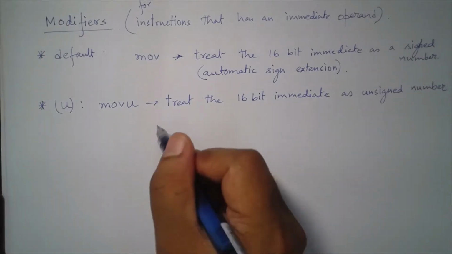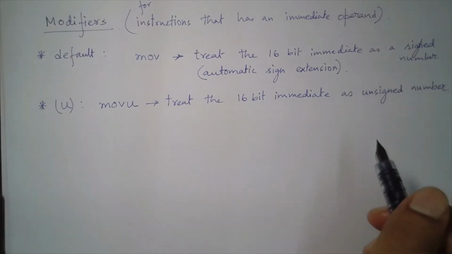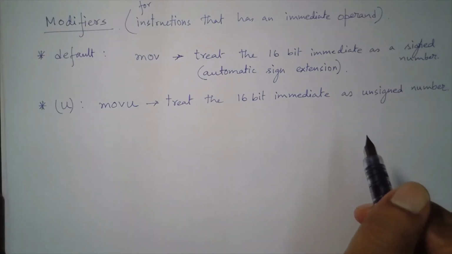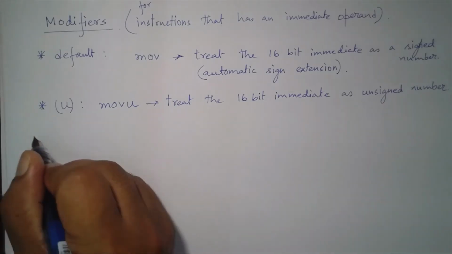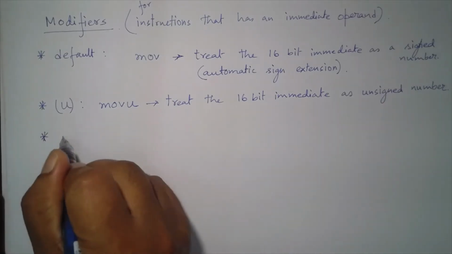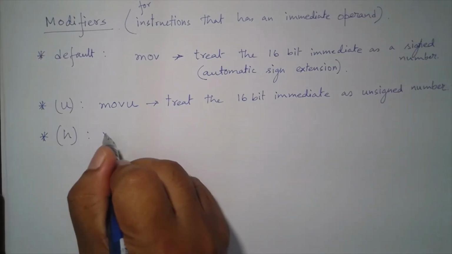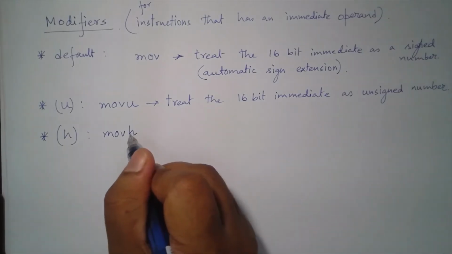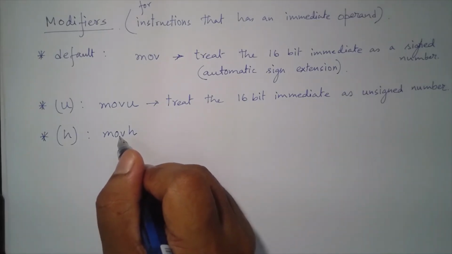So, basically the 16-bit number will be considered as an unsigned number. So, the upper, or the most significant 2 bytes, will be zeros. There is another modifier which is called the H modifier. So, this will make this move instruction like this. It says that left shift the 16-bit immediate by 16 positions.